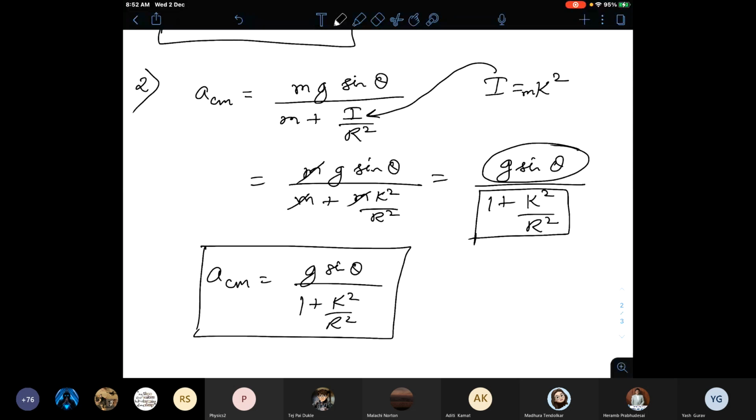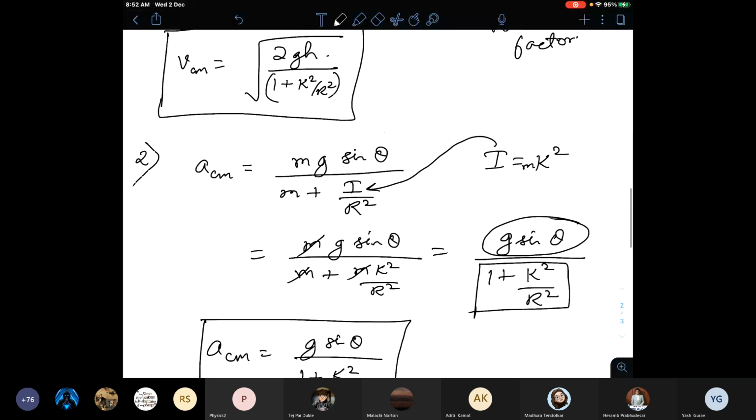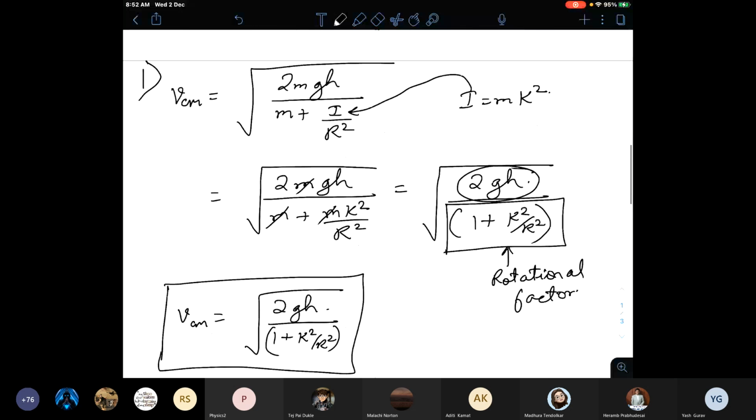So now you can remember what will be the acceleration, what will be the velocity in pure rolling. It is everything similar to your normal motion, just a rotational factor is being introduced over here. That is, 1 plus k square by r square is being divided every time. So in this manner you can remember the formulas.